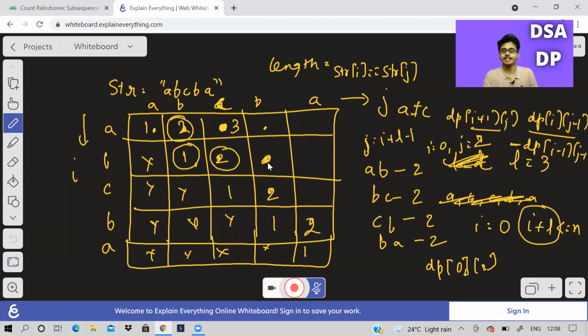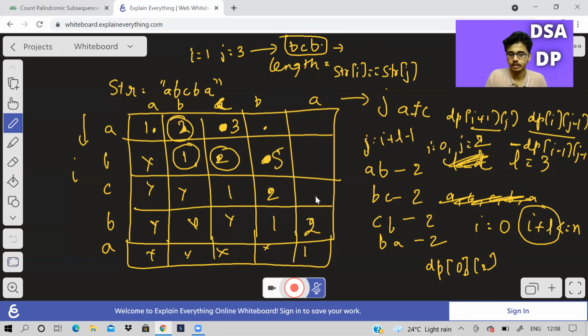But look at here. Let us look at this case now. See this case, i is equal to 1, j is equal to 3. So what is str of 1 and str of 3? B, B. We are considering the string BCB, or you can say the subsequence BCB. How many palindromic subsequences are there here? Because first and last characters are the same, it is going to be prefix plus suffix plus 1. So 2 plus 2 plus 1, 5.